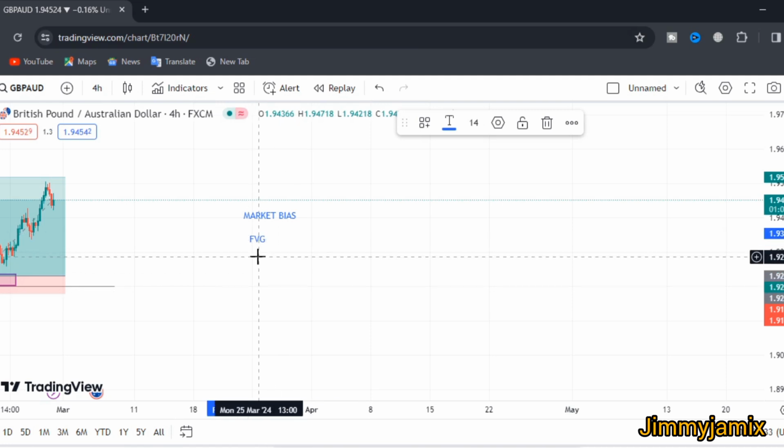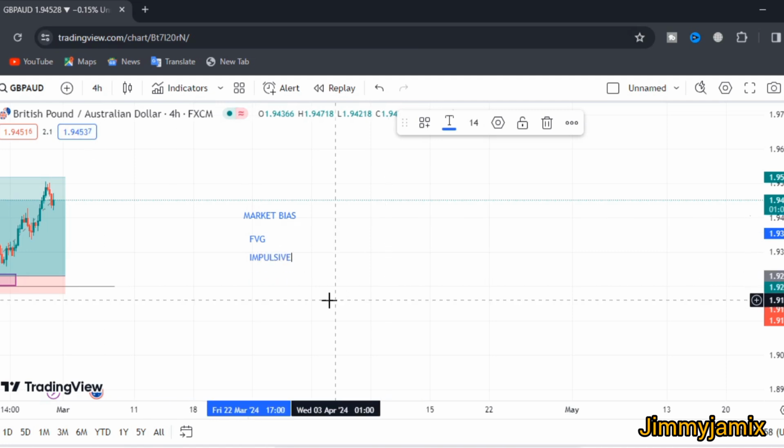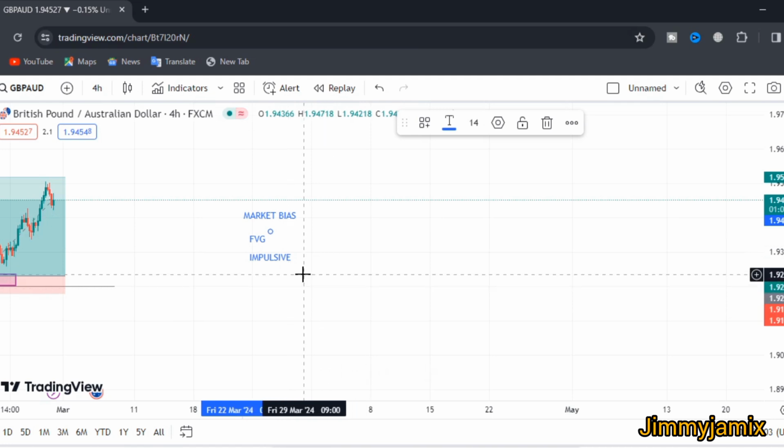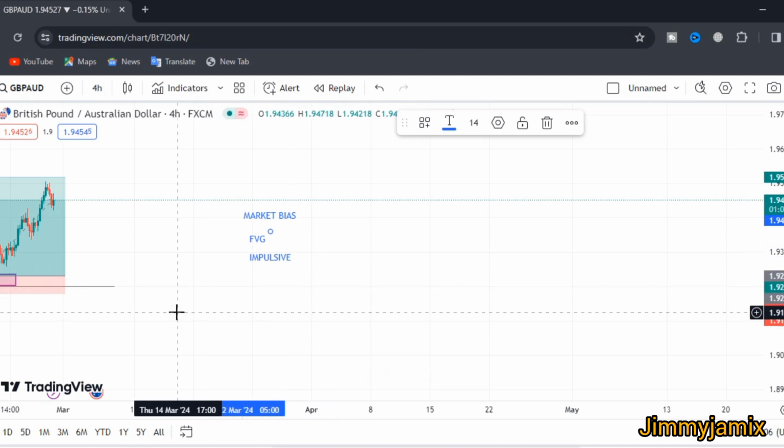And another thing, the market has to be so impulsive from that area where you're looking for that order block. It must have moved with an impulsive move and left that order block that you are targeting. The market has to be impulsive. So you must consider these three things before choosing the order block to use.